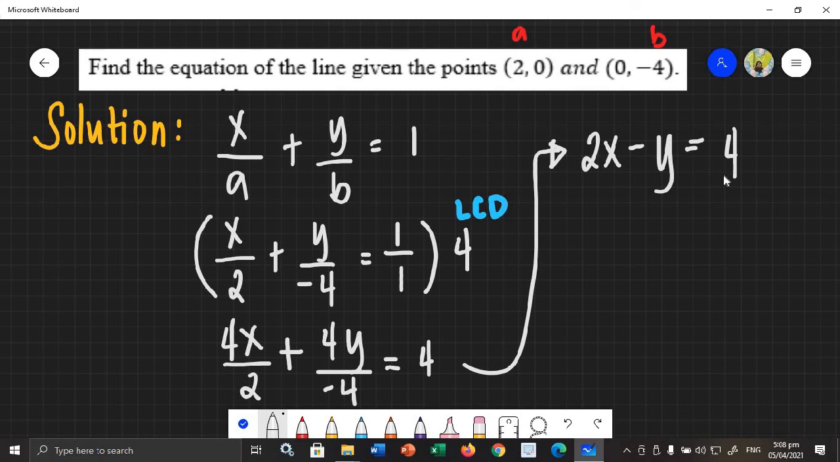Yes, ax plus by equals c. There's no problem sa coefficient ni x. Hindi siya negative, hindi siya fraction. Therefore, this is now your answer. So that is how you find the equation of the line using the intercept form.